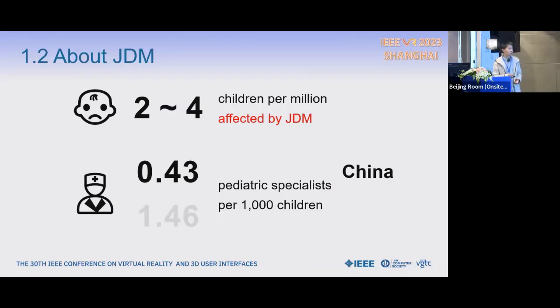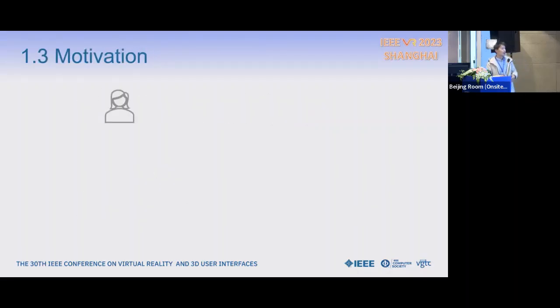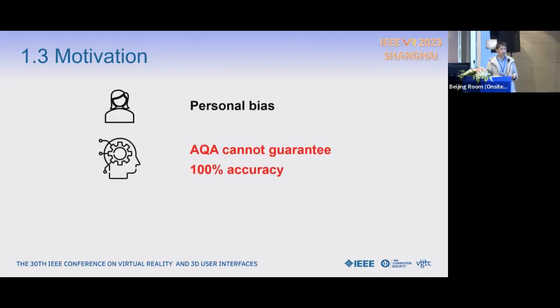For example, in 2014, there were only 0.43 pediatric specialists per 1,000 children in China, which was significantly lower than that of 1.46 in the US. Therefore, it is necessary to develop a decision-making system for a reliable, timely, and economical diagnosis for JDM. On the one hand, human diagnosis is always restricted by personal biases.